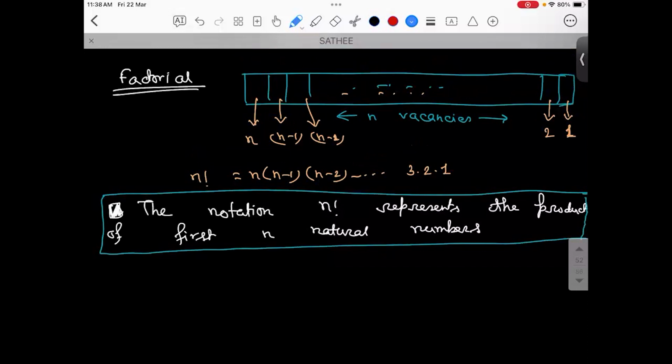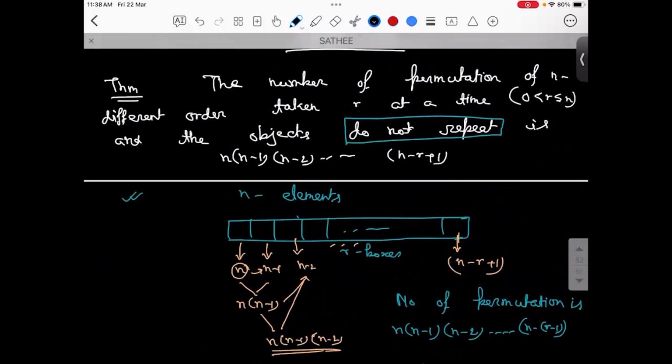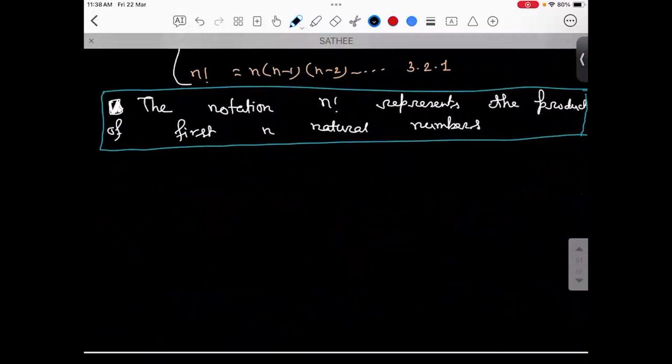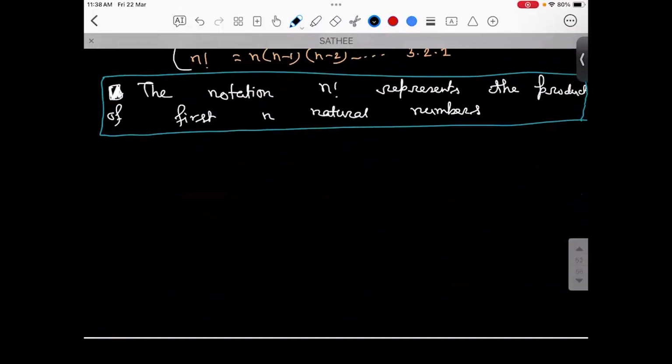Okay. Now, what is the significance of this n factorial? From here, we understand the importance of n factorial. Now, I will see how I can use this n factorial to write the formula for permutations in a simplified manner. Okay, so before that, let us see some examples of factorial.